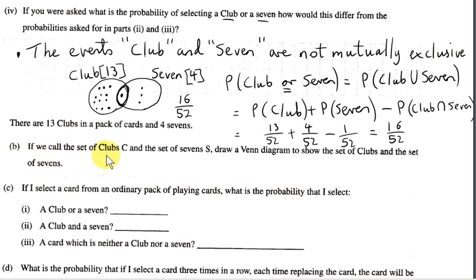Well, I've actually already answered part B. Here's the set of clubs. Here's the set of sevens. Now I haven't written in the names of each element.